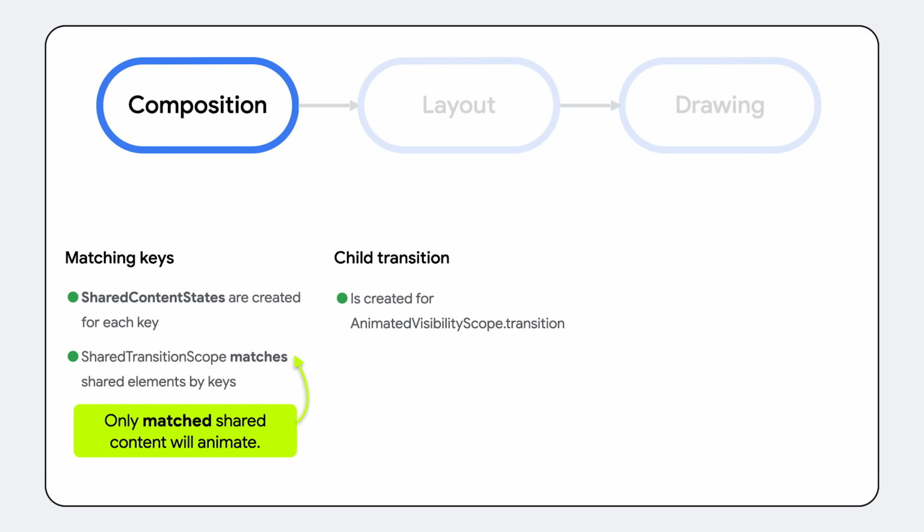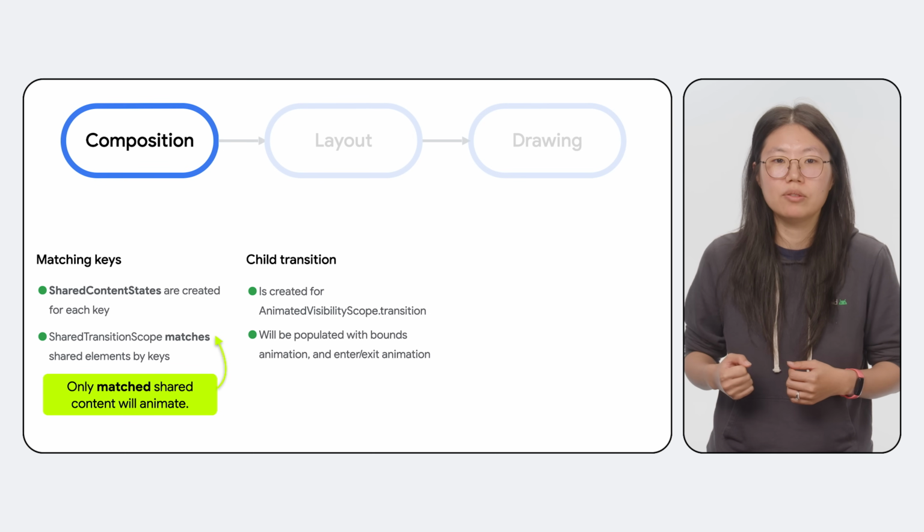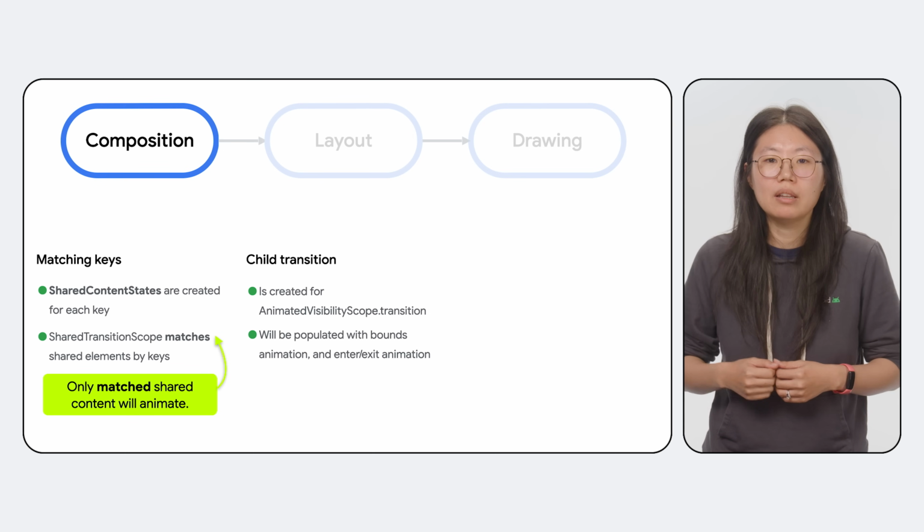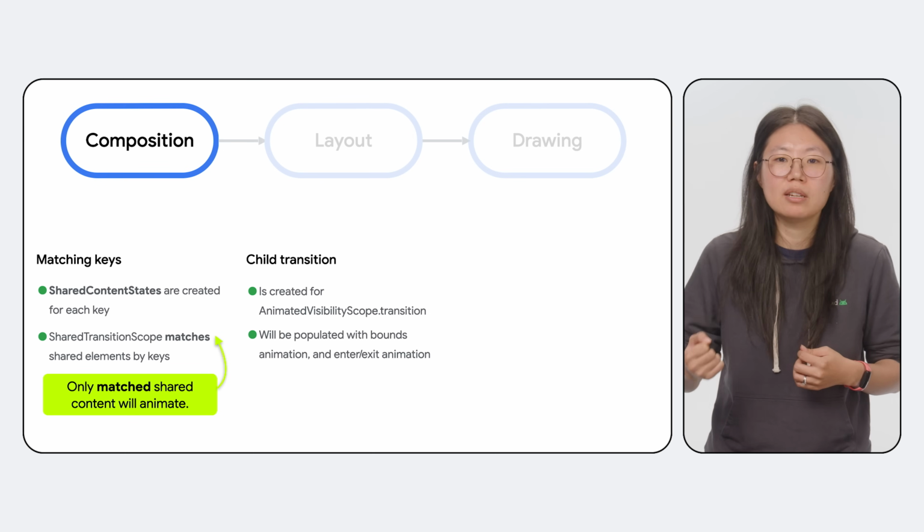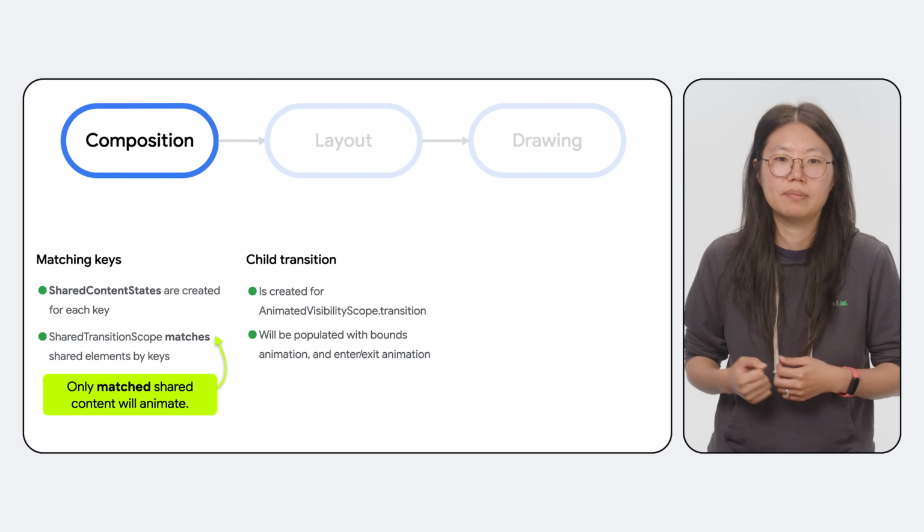A child transition is created for the animated visibility scope. This child transition will be emptied during the initial composition. Later in the layout stage, it will be populated with animations created for shared elements.